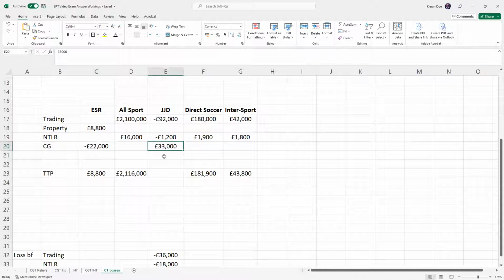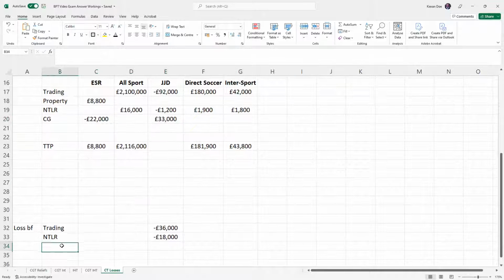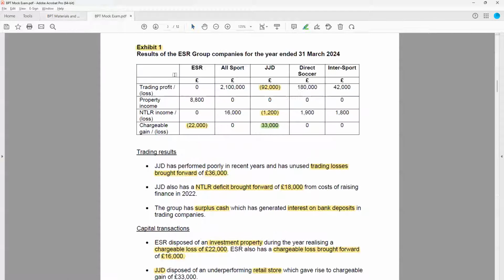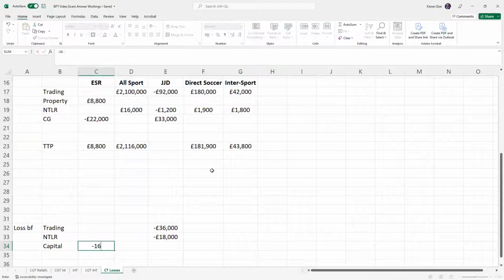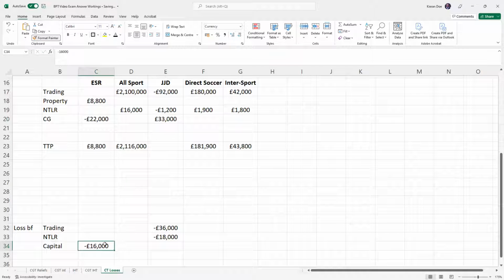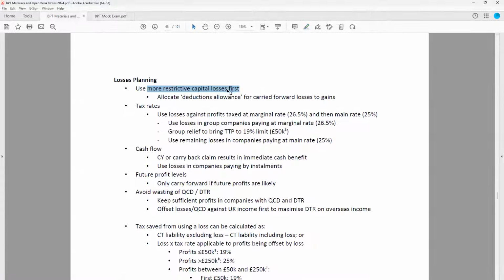We're going to put this gain into here, and there's a brought forward capital loss, a brought forward chargeable loss as well, in the parent holding company of the 16K. So therefore, those 38K of losses would be able to cover this gain. So that would be the obvious place there. That would be the first thing that we would do.